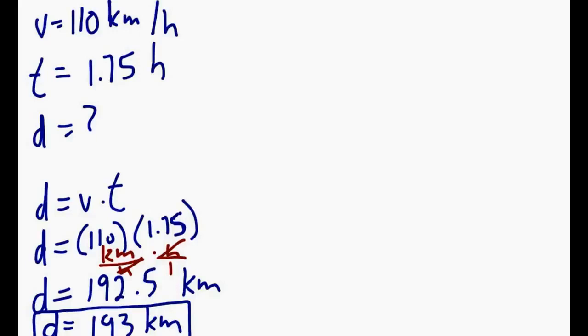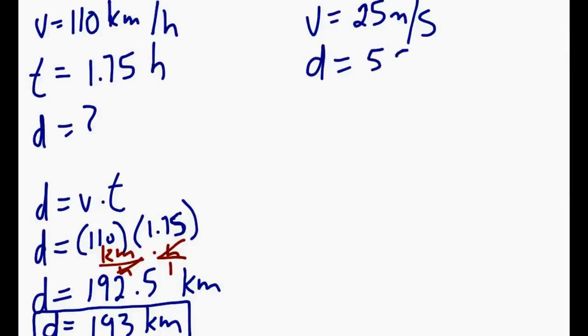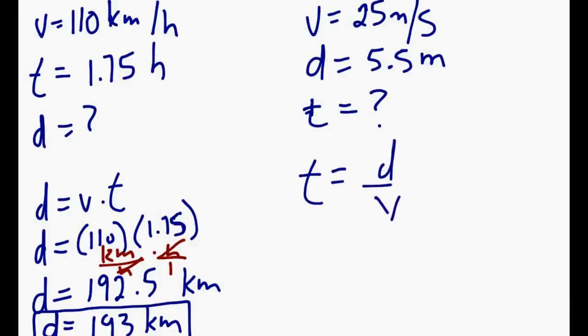So let's suppose, in this case, let's use meters again. Let's suppose we have a velocity of 25 meters per second, and we're going to cover a distance of 5.5 meters. The question is, how long did that take? What is our time? Same thing, except let's solve it for time this time. So it'll be distance divided by velocity. Plug those into the formula. You'd have 5.5 divided by 25.